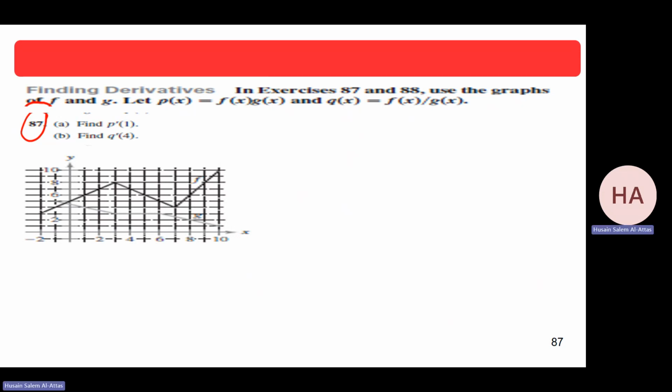Okay. Now we need to find the derivative from the graph. I'm not sure we can see the graphs or not. Simply the idea, I need to find b prime of x, which is f prime g plus f g prime. So it means I need to find b prime at 1. It will be f prime at 1, g at 1, plus f at 1, g prime at 1.